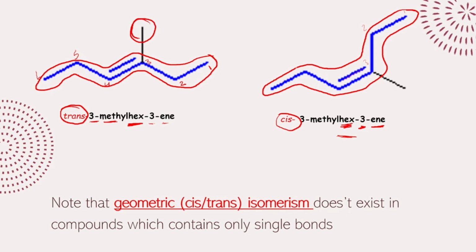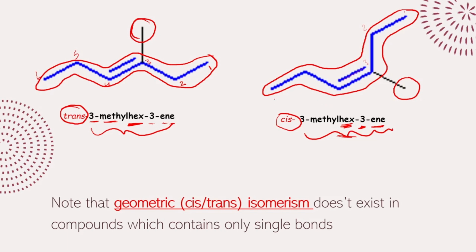Do we have anything else attached to the longest carbon chain? Yes, we have a methyl group here, at carbon number 3. I'm going to write 3-methylhex-3-ene. Now, if you compare the two compounds in this slide, you will find that they have the same name. Here we have 3-methylhex-3-ene, and here we have 3-methylhex-3-ene also.